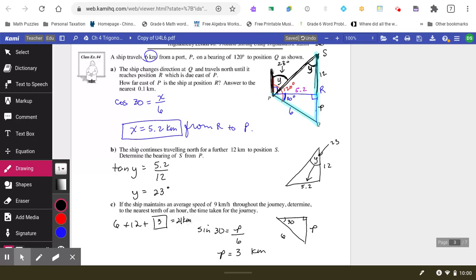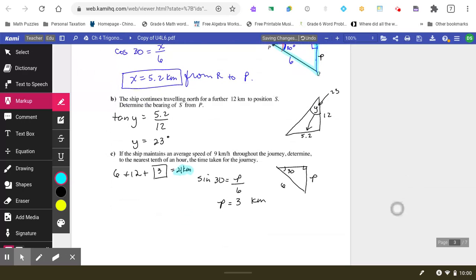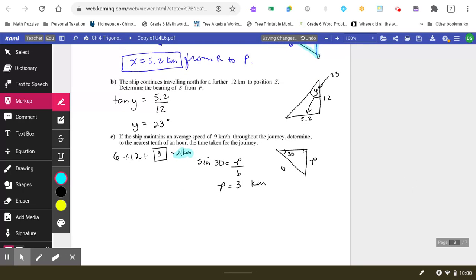All right, now we know how far he traveled. He traveled 21 kilometers. Now, that is not what the question said. It said, how long? If he goes 9 kilometers per hour, how long does it take to make his journey?